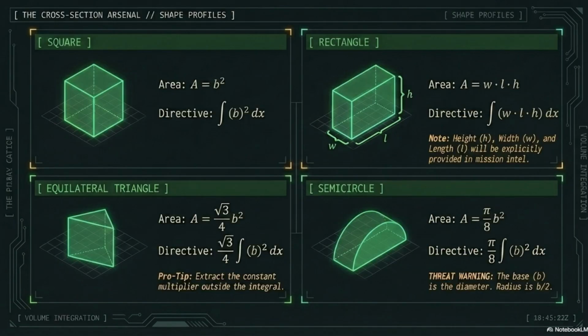Memorize the cross-section arsenal shape profiles. Volumes can be formed using squares, rectangles, equilateral triangles, and semicircles. The area formulas dictate your integrand directive. Threat warning: for semicircles, the base slice length is the diameter, meaning you must divide the base by 2 to find the radius before squaring.